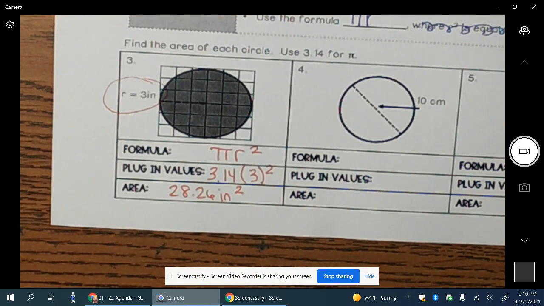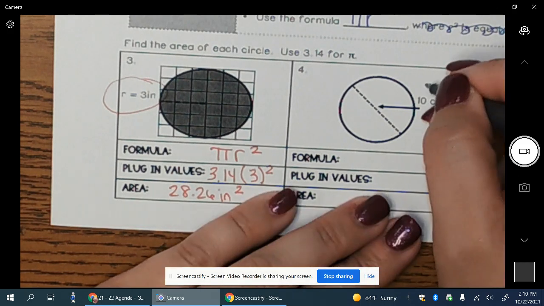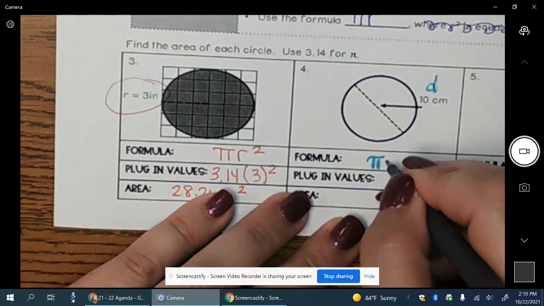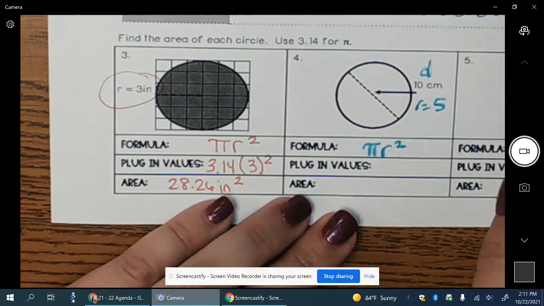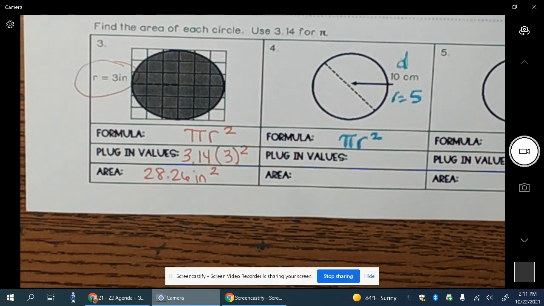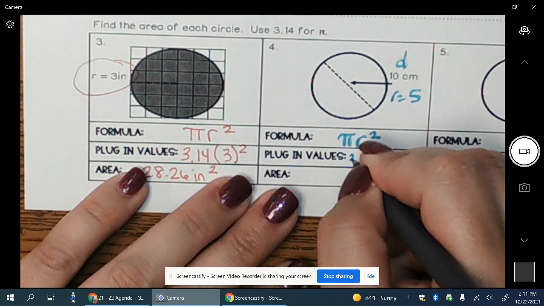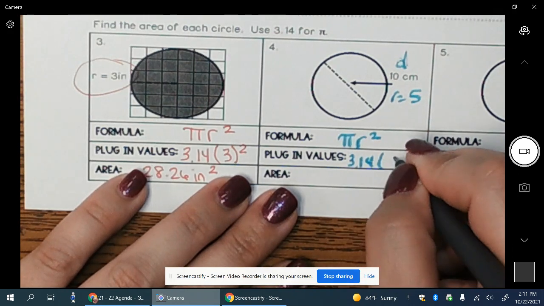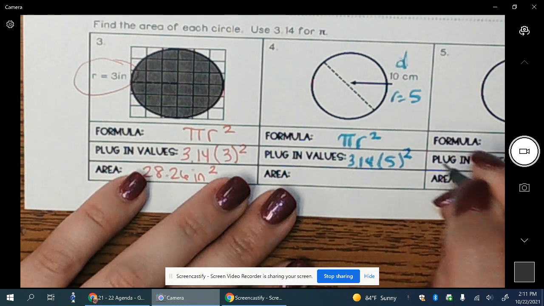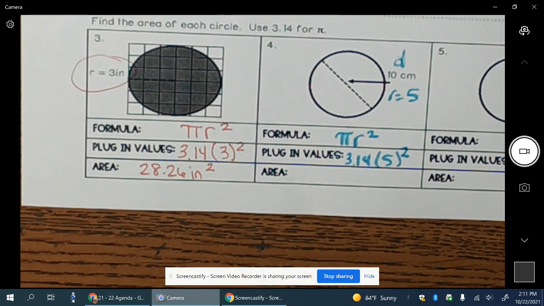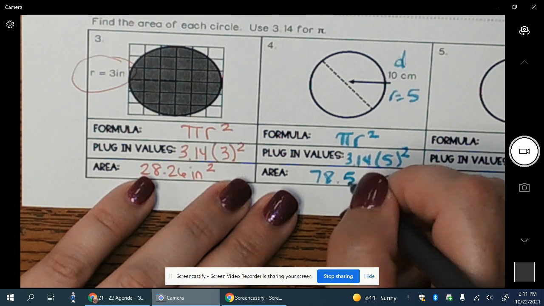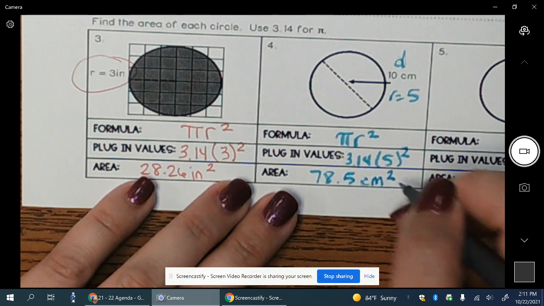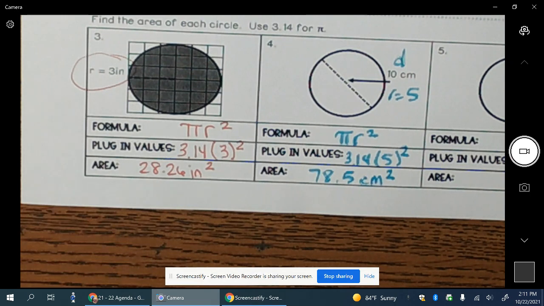Question 4, do they give me radius or diameter? Diameter, but what does my formula require? The radius. What is the radius? 5. Divide by 2. Good. That's how we got it. So then you're plugging it in. 3.14 times 5 squared. Very good. 78.5 centimeters squared.